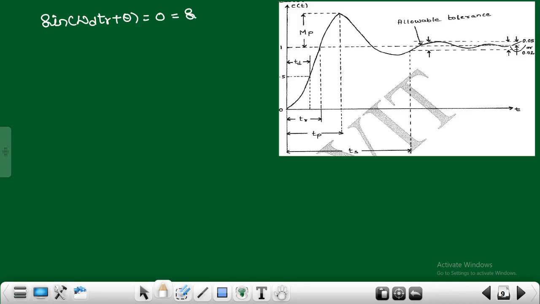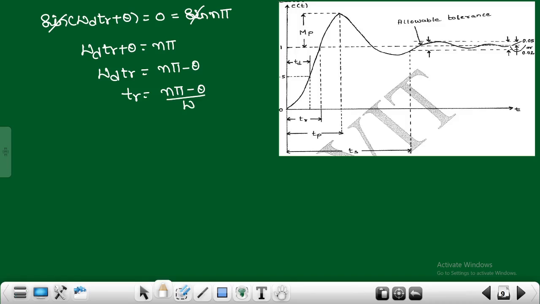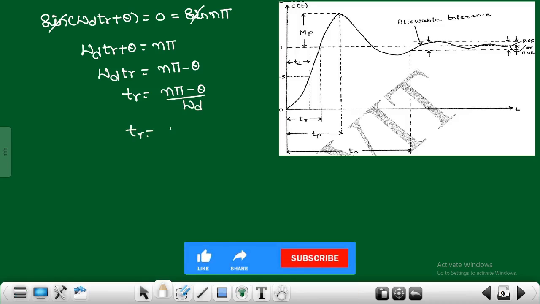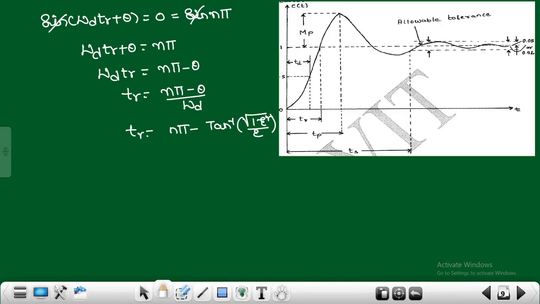How are we going to satisfy this? By considering the trigonometric functions. That is equal to sine of n pi. So, sine will get cancelled, omega d T r plus theta is equal to n into pi. So, omega d T r is equal to n pi minus theta, T r will be n pi minus theta divided by omega d. Or we can write T r is equal to n pi, theta can be written as tan inverse of under root of 1 minus zeta square divided by zeta, divided by omega n into under root of 1 minus zeta square. Like this also we can write.